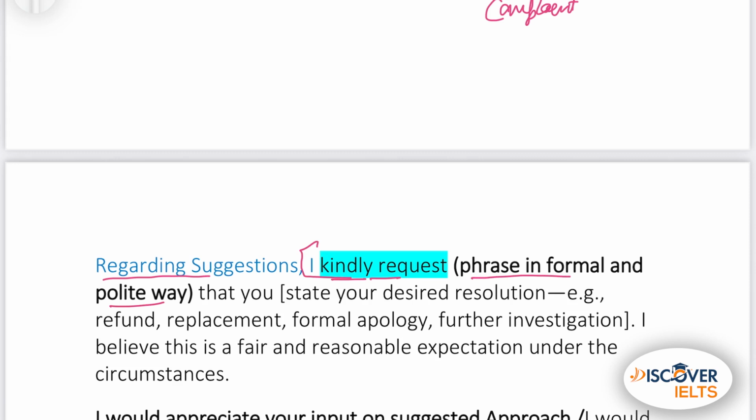So yes, you can use these two words together: I kindly request. After that, you have to state your desired resolution, or what you want. Actually, you want to go for a refund, replacement, formal apology, or further investigation. It depends again on the type of email. So I believe this is a fair and reasonable expectation under the circumstances. This paragraph politely states what you want the company to do to resolve the issue.